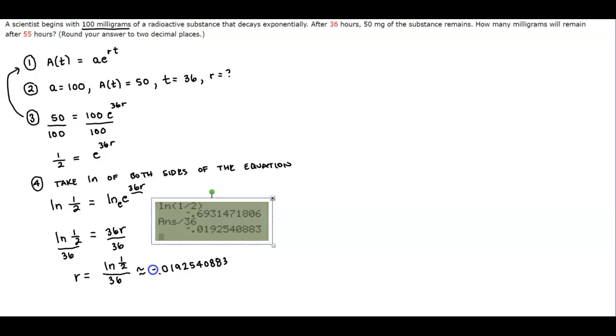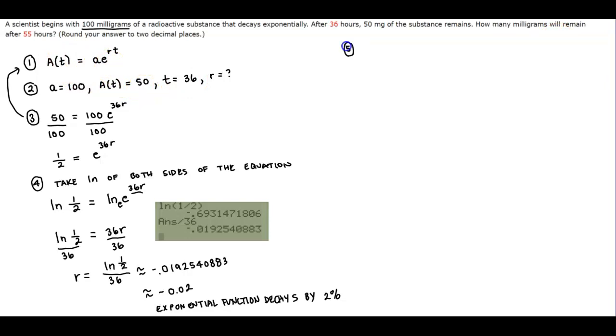Which, if we want to round that to 2 decimal places, becomes negative 0.02, which means that the exponential function, since it's a negative, decays by, if we want to write that as a percent, 2%. The decay meaning it takes the place of the negative sign. Okay, so now we want to find how many milligrams will remain after 55 hours.